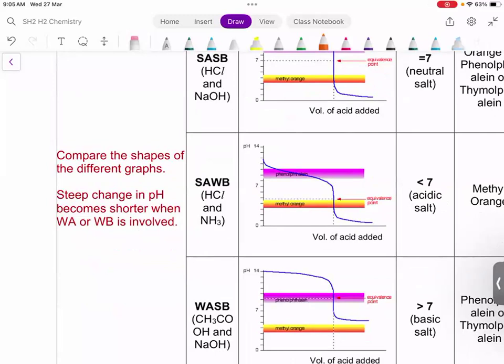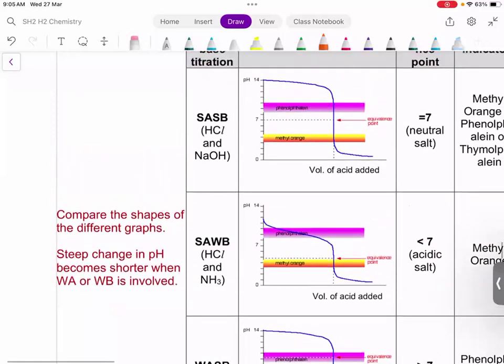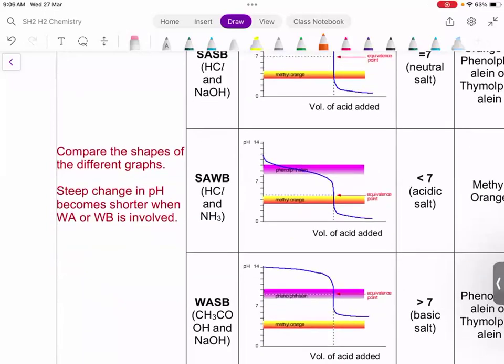So what do you think is the significance? If you are talking about the strong acid weak base, the second one, can you choose phenolphthalein as your indicator? Let's look at this. When I have this, can I still use phenolphthalein as my indicator? Cannot, because the working range of your phenolphthalein is no longer within the steep change.